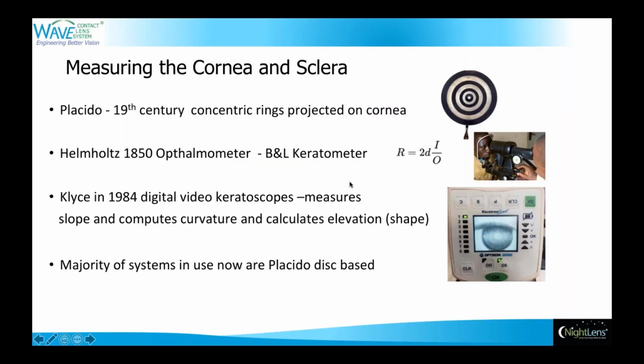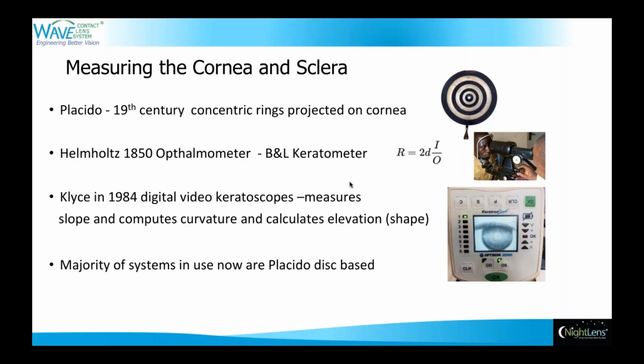So I feel that it's germane to discuss the history of how we measure the cornea and sclera and what the limitations are in designing custom design CAD contact lenses. So, of course, we've got placido discs, early 19th century. You've got concentric rings projected on the cornea, giving just a generalized idea of shape and maybe gross astigmatism.